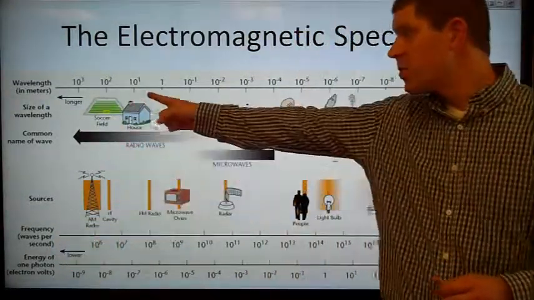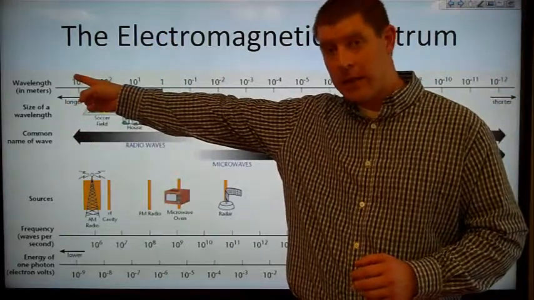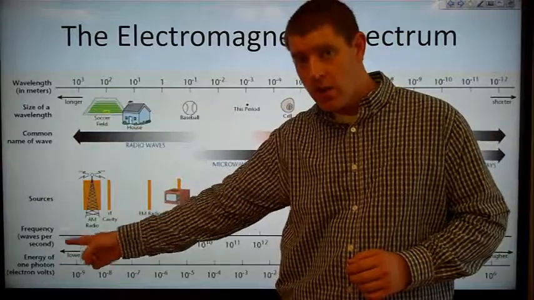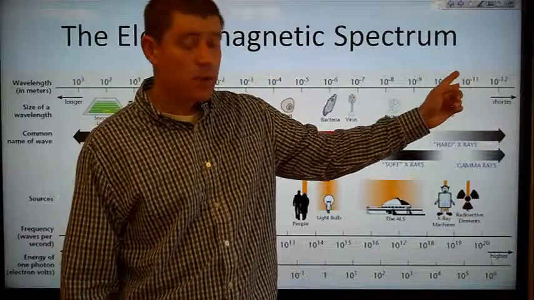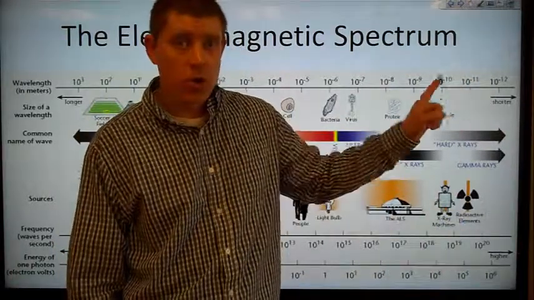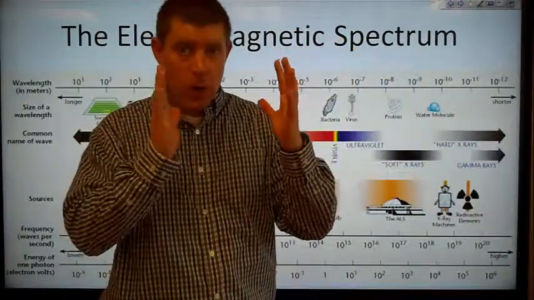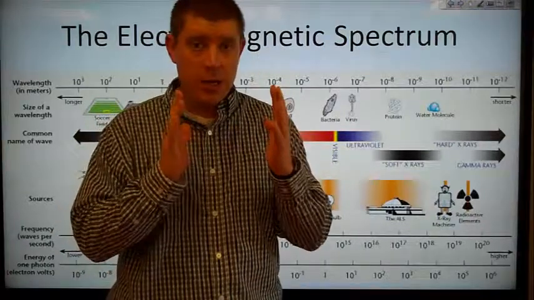Now let's go back to our wavelength. We said that the long wavelengths were on this side, but long wavelengths are low frequencies, low energy. High energy, high frequency were short wavelengths. So the closer together you pack those waves, the more energy they're carrying, which seems to make sense.